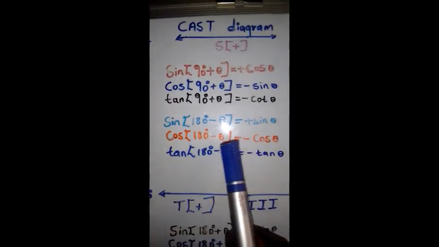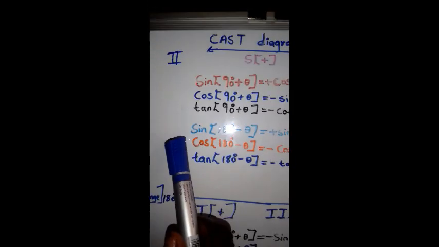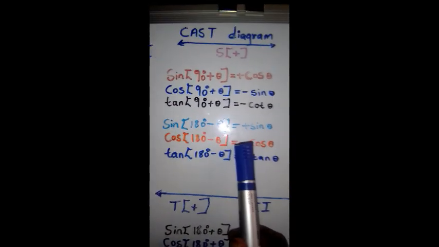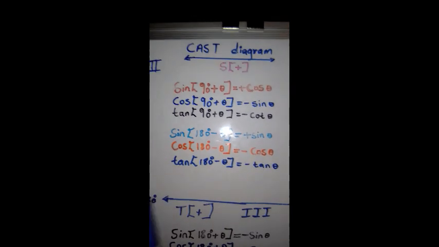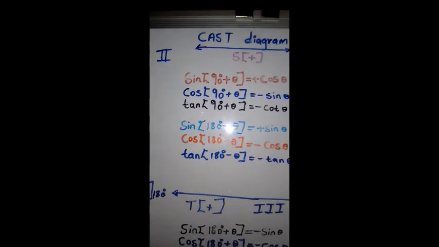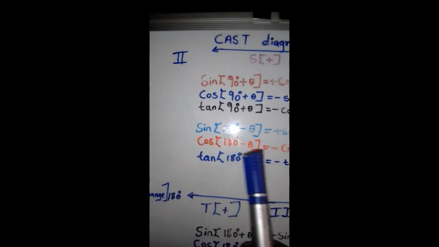Cos 180 minus theta. Cos is what on the second quadrant? It is negative, so it's going to be negative. 180 minus theta means what? 180 means no change, so it's going to be negative cos theta.